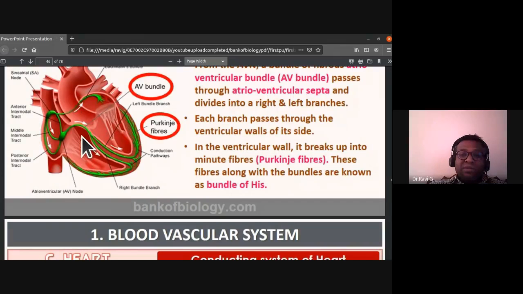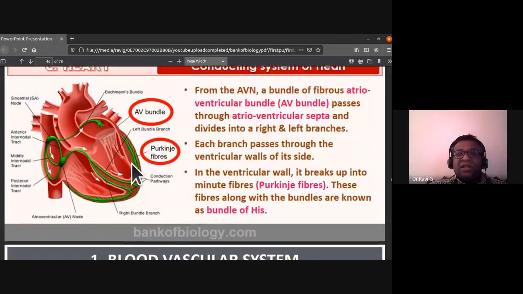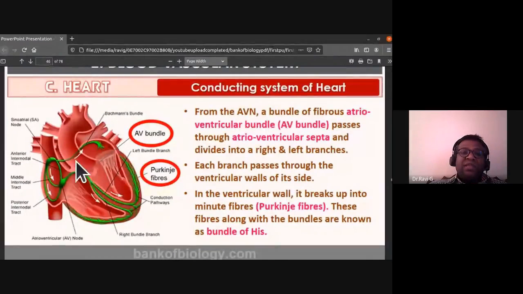So these Purkinje fibers, along with the AV bundles, are known as the bundle of His. That is what you have to remember. From the auriculoventricular node, the atrioventricular bundle, that is the AV bundle, passes through the atrioventricular septum and divides into right and left branches.